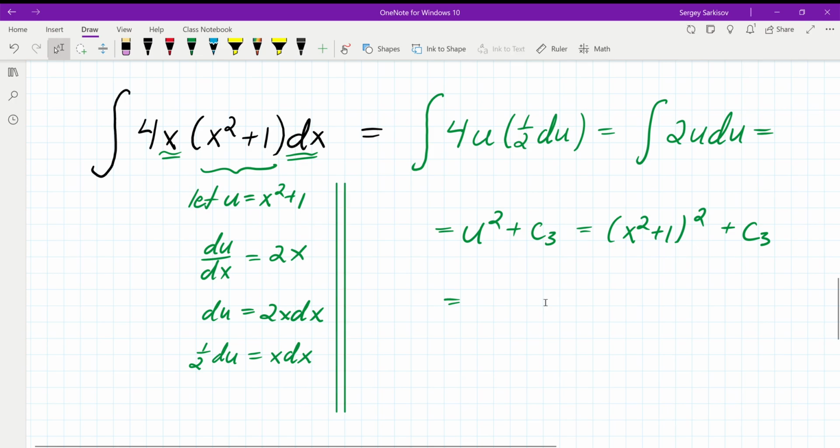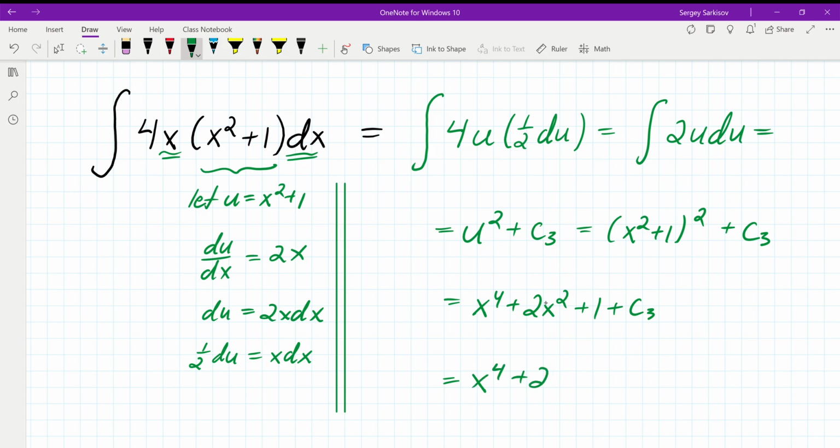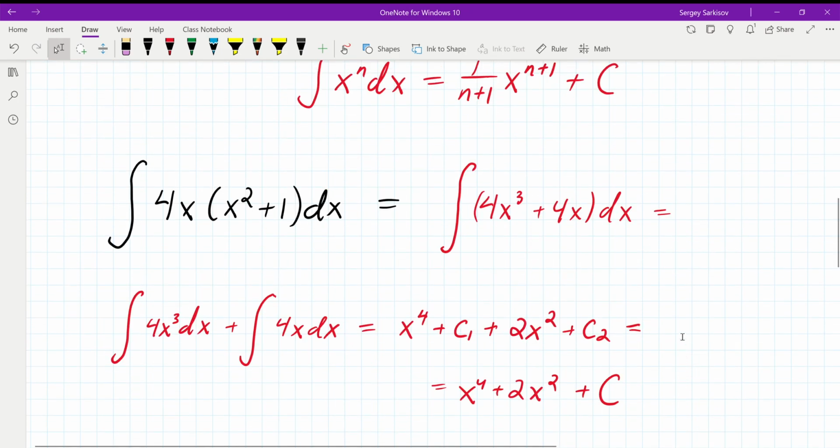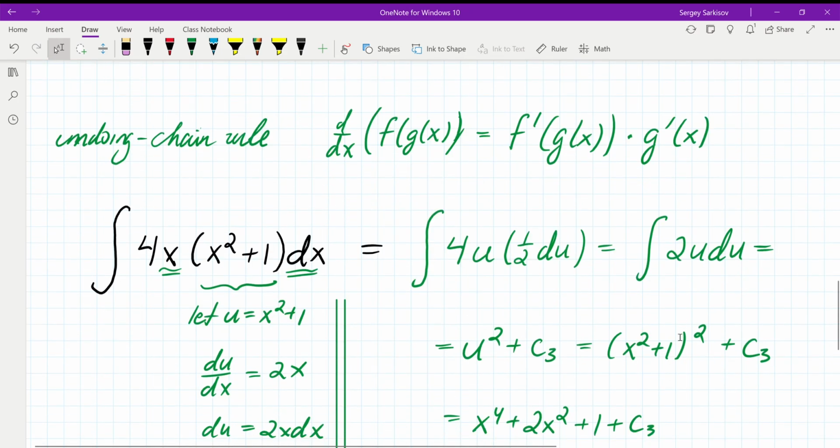So here we are, it's on the left side. Now on the right side, we're actually solving this integral, and what is x squared plus 1 squared plus c3? Well, if we square the binomial, we get x to the 4th plus 2x squared plus 1 plus c3. You can just put 1 into c3, since both are constants, so we get x to the 4th plus 2x squared plus c, the same thing as up there. Cool.